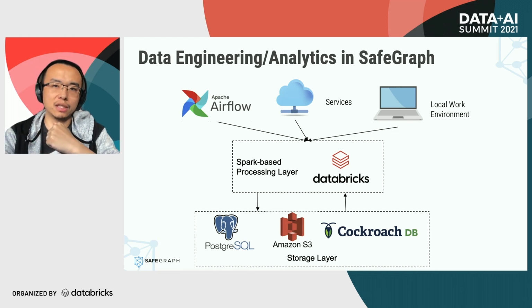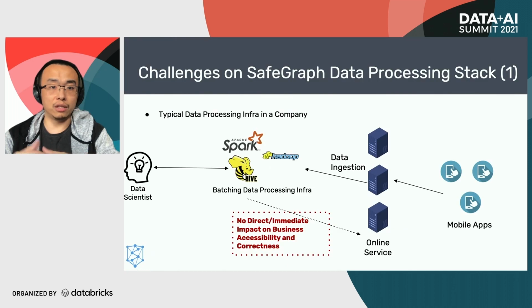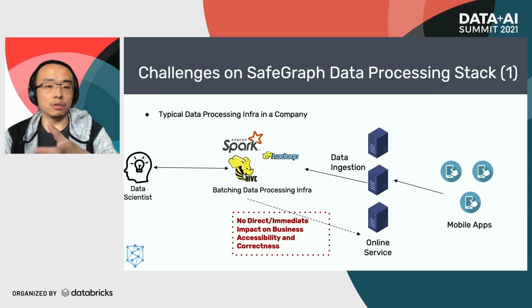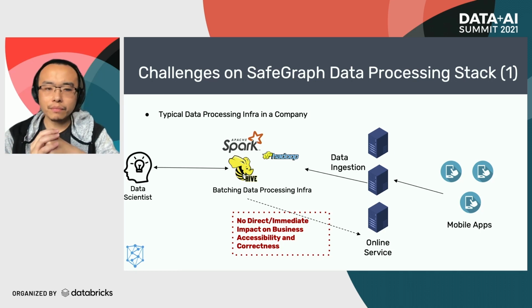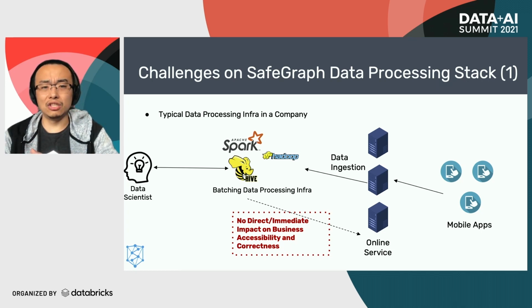To understand this question, let's compare SafeGraph with what I would call a typical company that serves customers with online services and mobile apps. For such a company, batch data processing infrastructure is very important, of course, because data scientists can leverage it to analyze product usage and optimize the product. However, the batch data processing infrastructure in such a company has no direct or immediate impact on the business's availability or correctness. We have a high tolerance for suboptimal practices, compromised performance and reliability. Even in some bad cases, if your infrastructure needs hours-long maintenance, that's not ideal, but still okay.